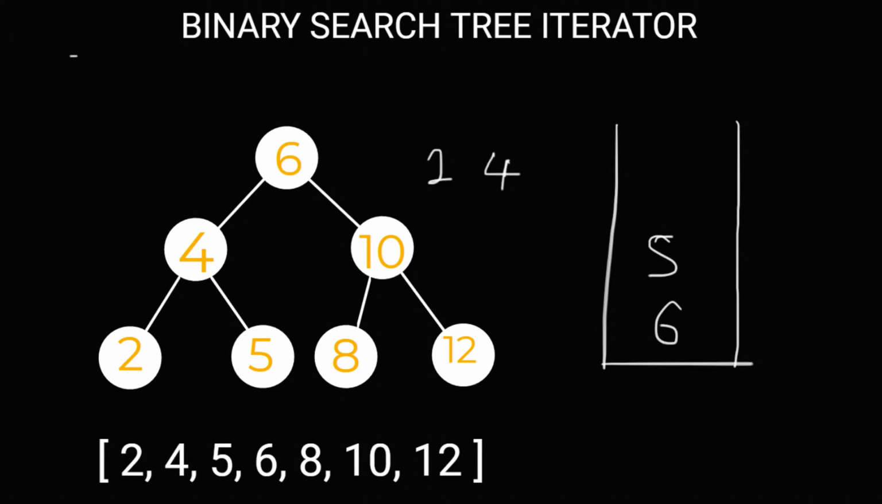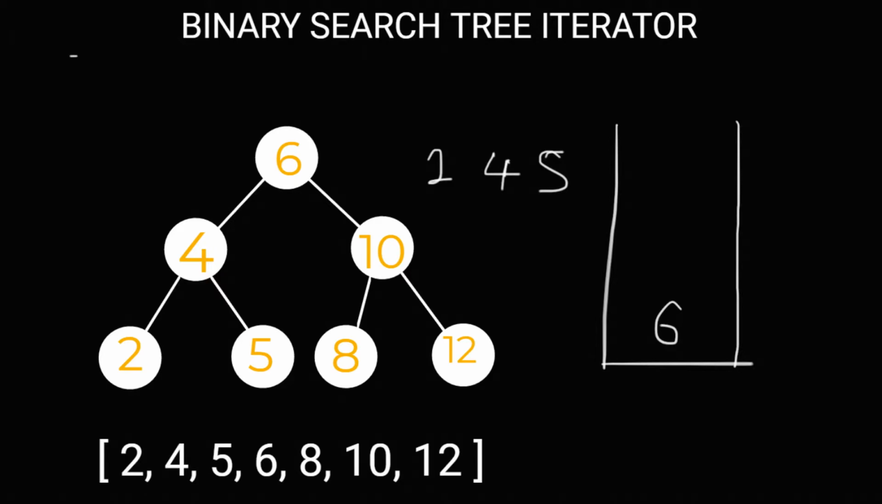After popping 5 out, does 5 have a right child? No, it doesn't, so everything's okay, which means the next value in the stack is in its rightful order. 6 is the next smallest value in the stack. So let's say we pop 6 out of the stack. Does 6 have a right child? Yes, 6 does have a right child.